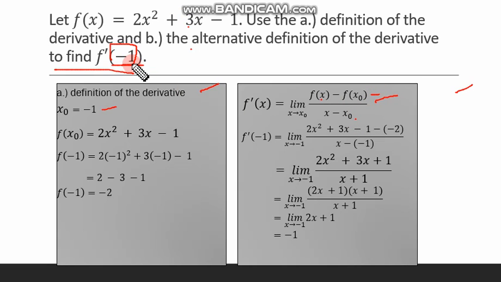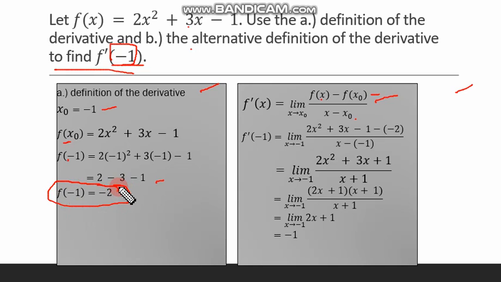Let's get the f of x sub 0. So the f of x sub 0 is equal to 2x squared plus 3x minus 1, or that's f of negative 1, which is 2 times negative 1 squared, or 2, plus 3 times negative 1 is negative 3, minus 1. So 2 minus 3 minus 1 is equal to negative 2. That's our f of negative 1, or the f of x sub 0.